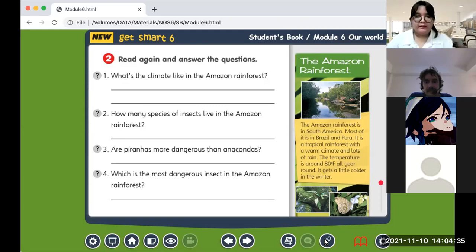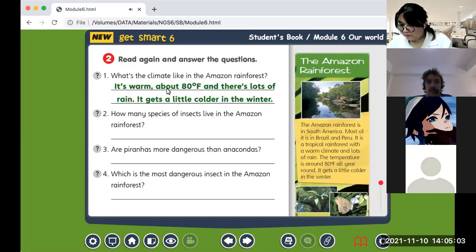What's the climate like in the Amazon? Let me check my answer. All right, hurry up. The tropical rainforest is a climate, I think. Well, the Amazon is a tropical rainforest. It's in a tropical climate or warm climate. So the climate is warm.